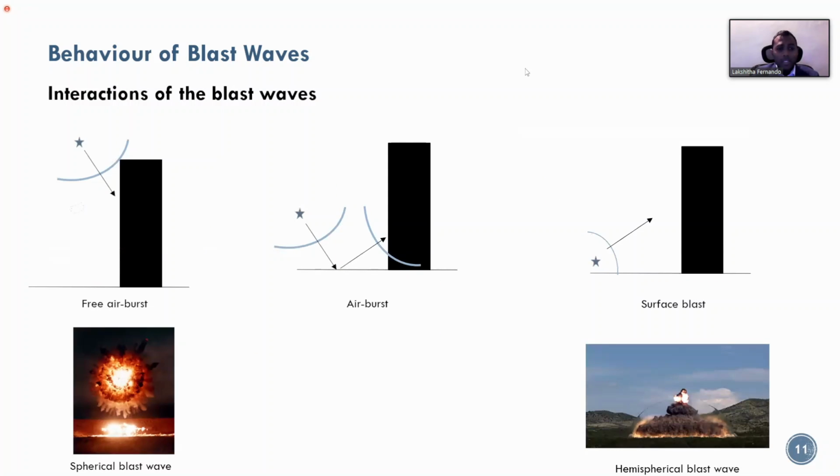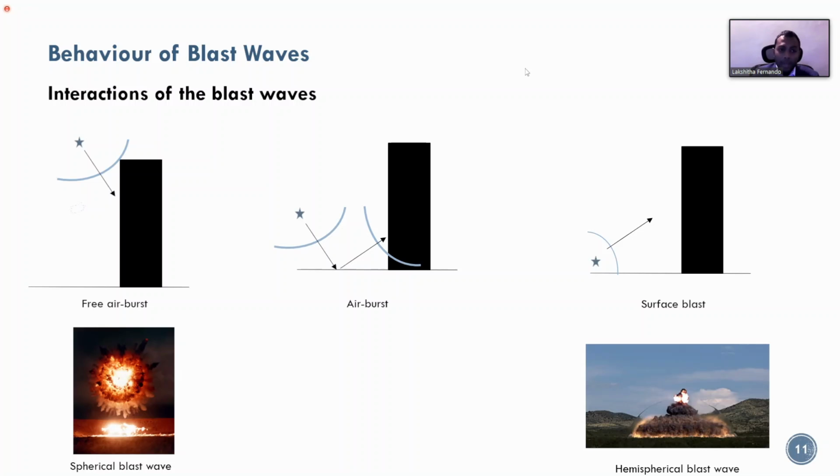Also, the location of the blast source matters. We can have what's called a free air blast, the left-hand side figure. The black box here is a structure, and the star is where the explosion happens, so you have a wave that propagates. In a free air blast, the blast wave hits the structure before it hits anything else. So generally we can visualize the blast wave as a spherical blast wave.